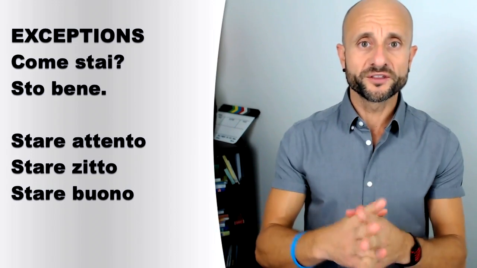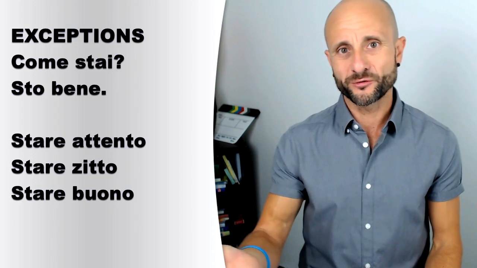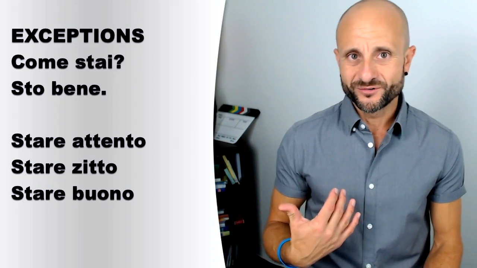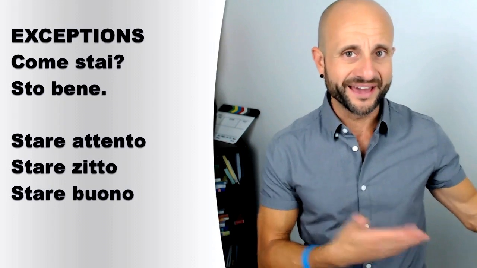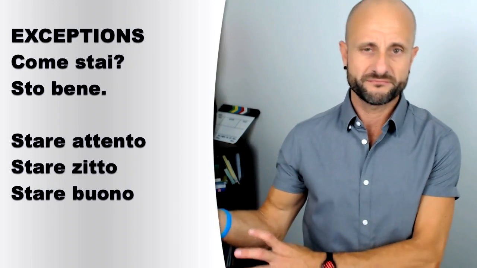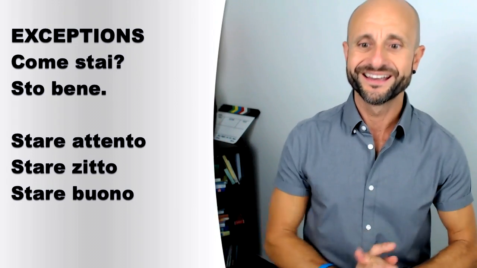Whenever we're talking about that, how you doing, as you know, the verb we use is stare because we say come stai, or come sta if we're formal. And then your answer is sto bene, or mia sorella sta bene. Okay, so we use the verb stare whenever it's about how you're doing. So it's different. So you have to accept it and not understand it.